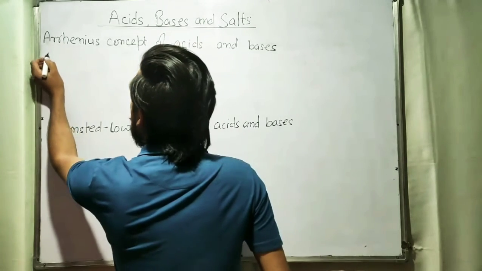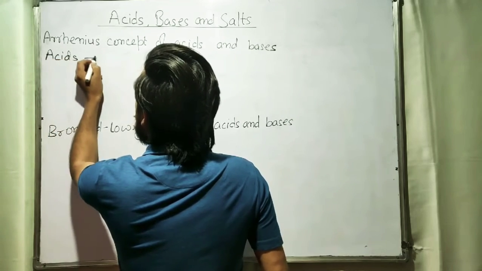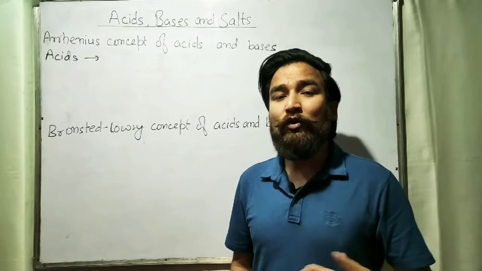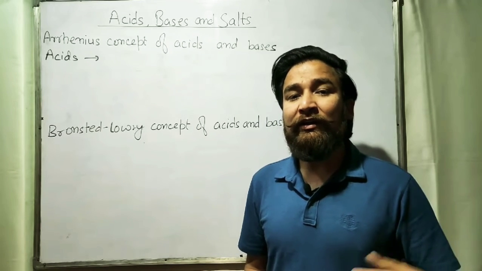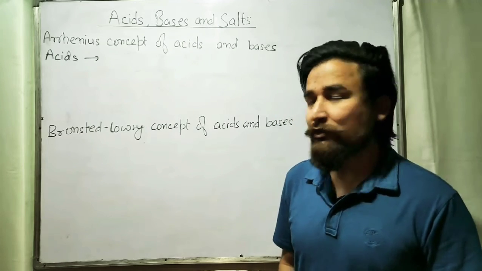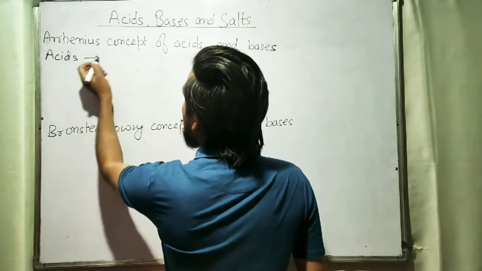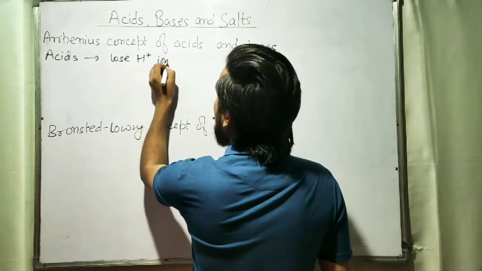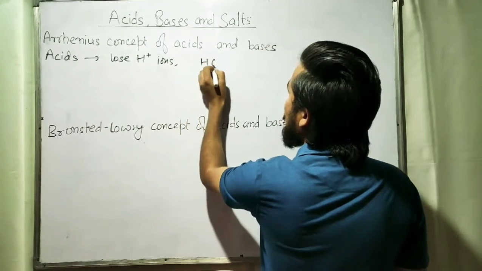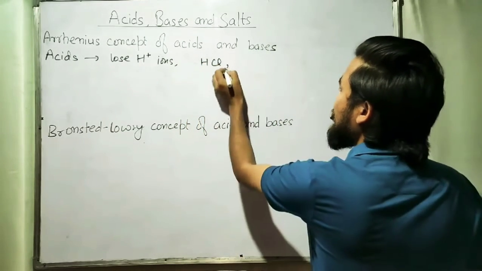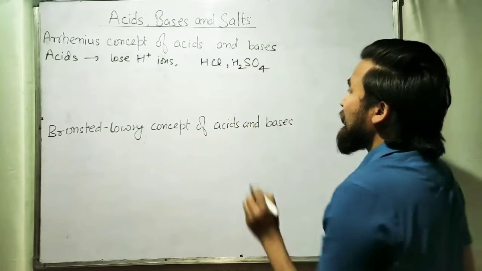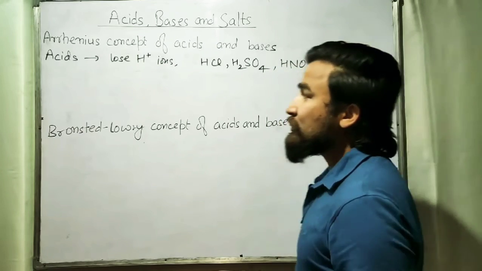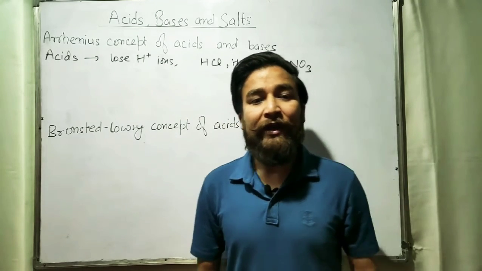According to Arrhenius, acids are the substances which have the tendency to lose H plus ions when they are dissolved in their aqueous solution. For example, acids like HCl will give H plus and Cl minus ions. H2SO4 will give H plus and sulfate ion. Similarly HNO3. All these are acids because when they are dissolved in water they will give H plus ions.